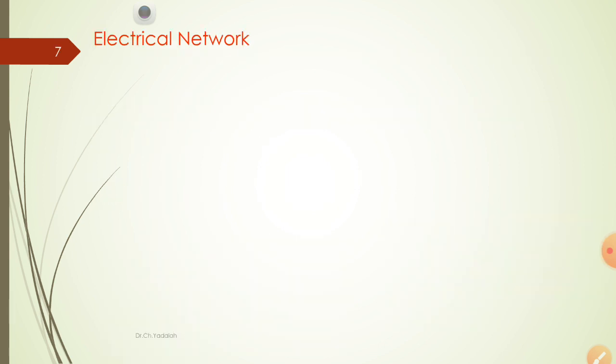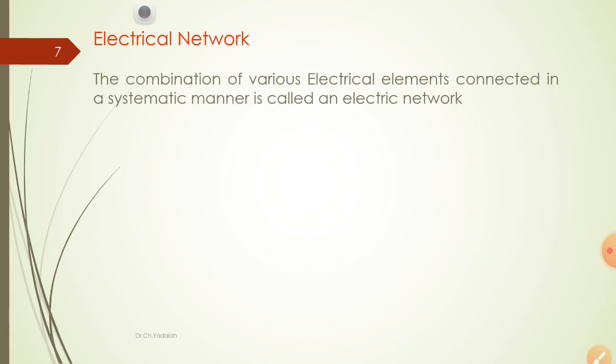Now, electrical network: what do you mean by electrical network? The combination of various electrical elements connected in a systematic manner is called an electric network. What is the definition? The combination of various electrical elements. What are the elements in our electrical engineering? Resistors, inductors and capacitors are the basic three elements.